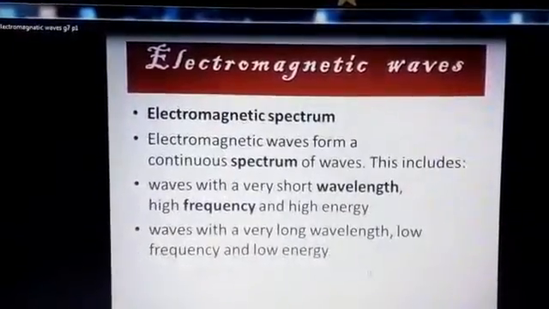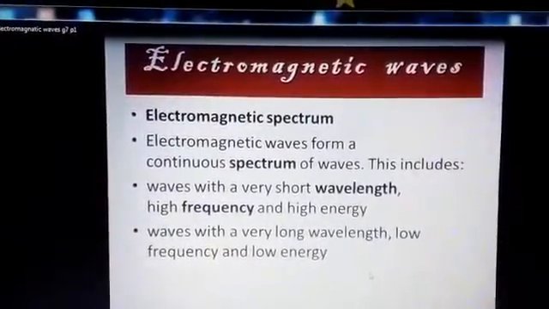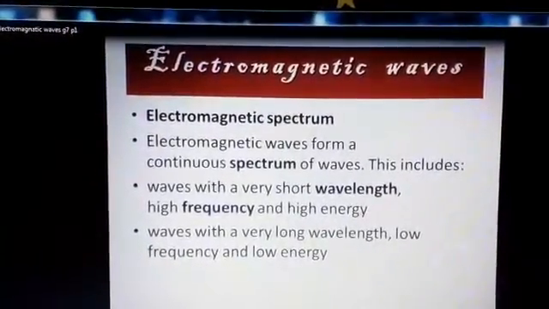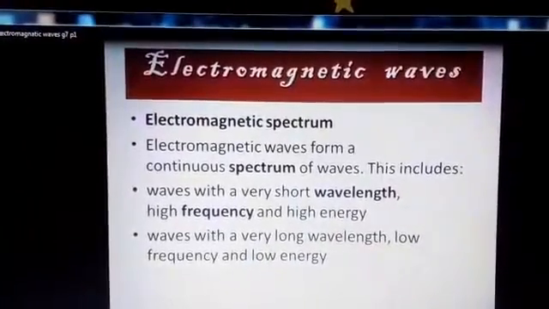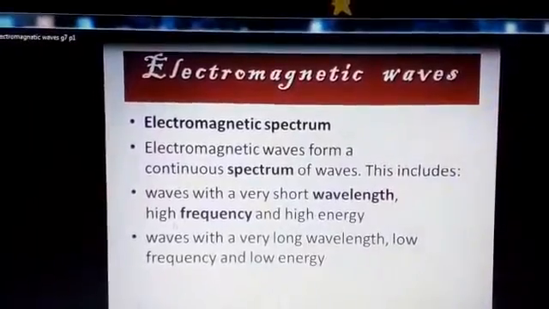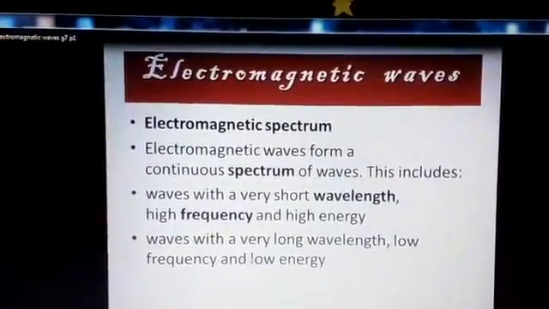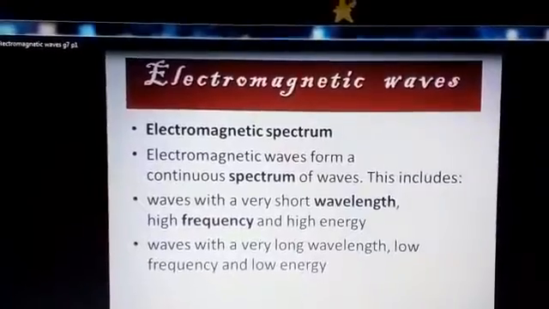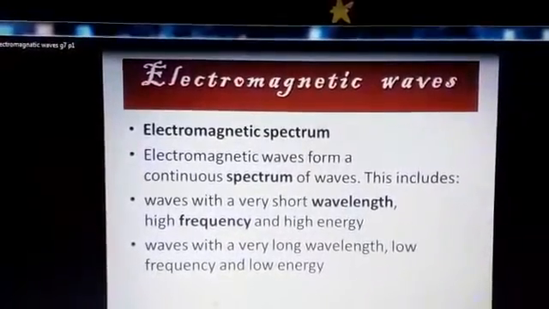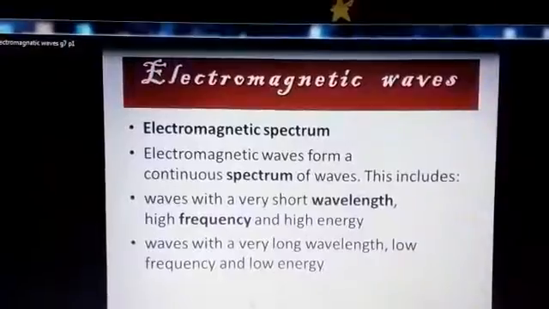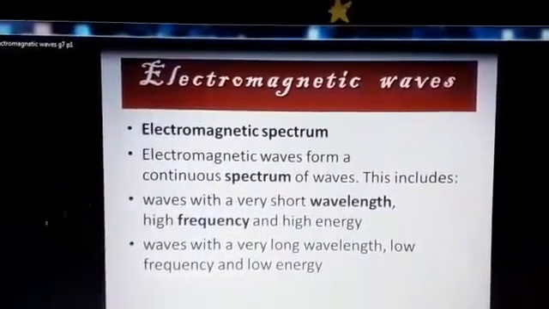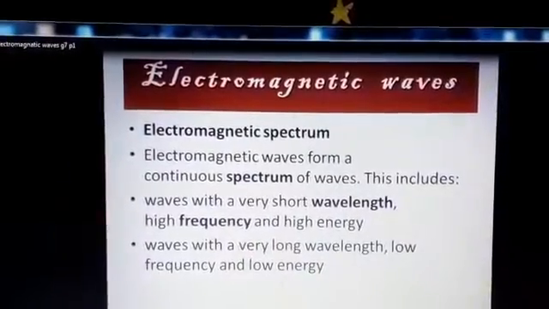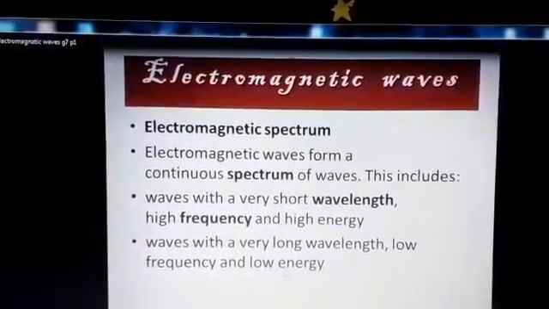However, some of them have short wavelength, some of them have long wavelength. Now, the shorter wavelengths have more waves moving through a point, so they have high frequency. The longer wavelengths have fewer waves passing through a point, so we say they have low frequency and they have low energy also. So the ones with high frequency have high energy, while the ones with low frequency have low energy, which affects their ability to do work.